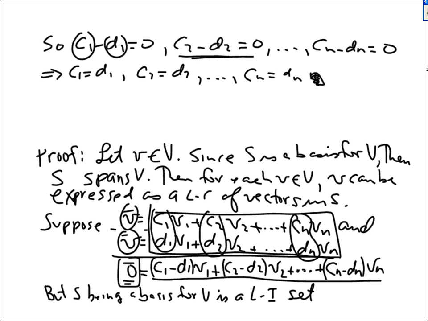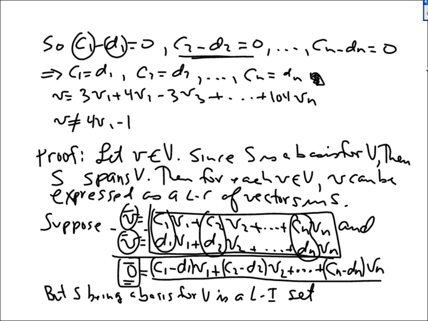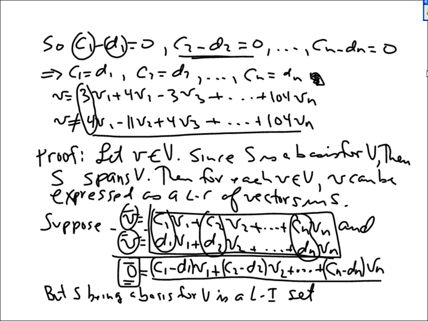What this is saying is if v is equal to 3 times vector 1 plus 4 times vector 2 minus 3 times vector 3, etc., up to 104 times vector n, then v cannot ever equal 4 times v1 minus 11v2 plus 4v3 plus, sure, this can be 104 vn. Once these are different, they can't be equal. This and this cannot give you v.